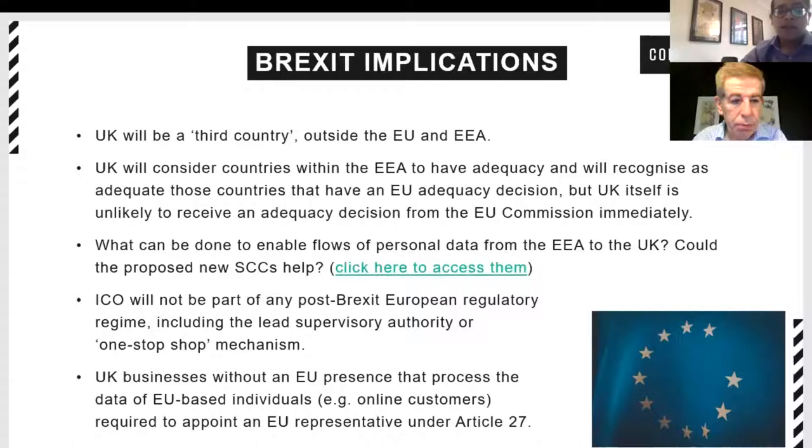In the absence of the UK getting an adequacy decision from the EU, using the current standard contractual clauses to transfer data back from a processor in the EEA to the UK wouldn't work, because the standard contractual clauses that we have at the moment are only used for controller to processor transfers, not the other way around. But fortunately, we've got Howard on hand to explain what steps you can take to address this.